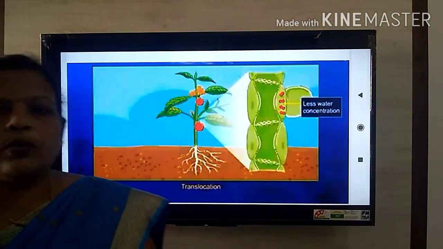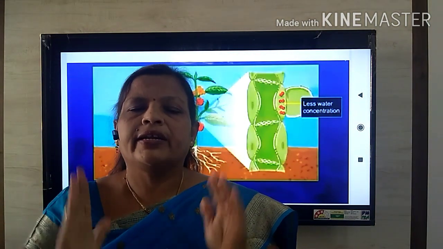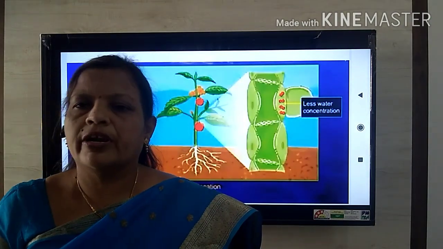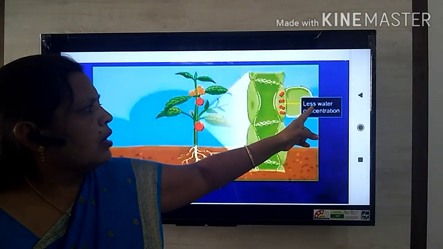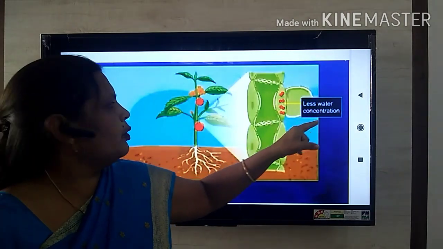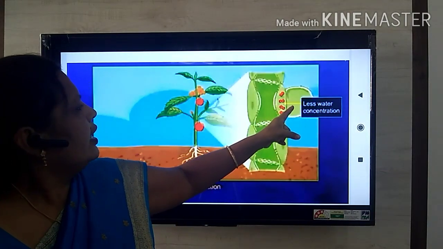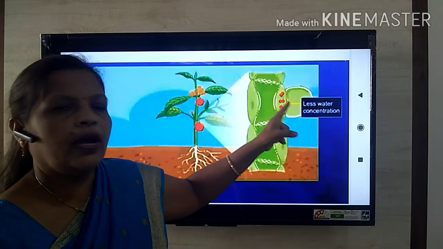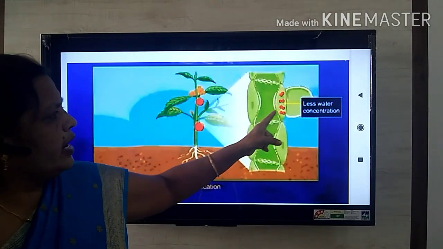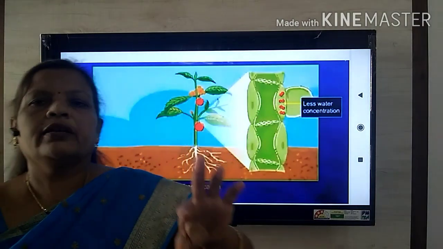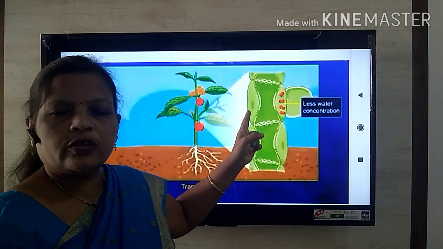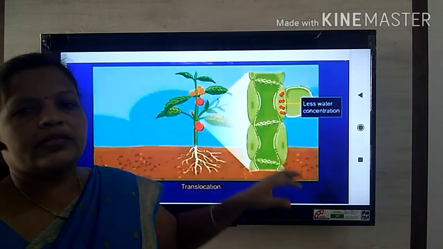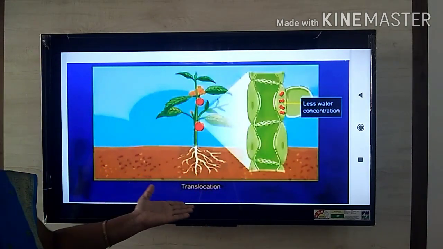As more and more glucose is concentrated in the cell, the concentration of water becomes less, or deficient, in that cell, so the glucose, or whatever food material is synthesized in this cell, is transported to the neighboring cell. As more and more food material is transported to the neighboring cell, again the concentration of water becomes less, so this food material is again transported to the next cell. In this way the transport of the food material occurs.